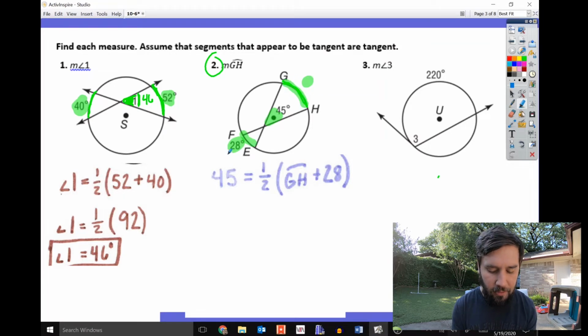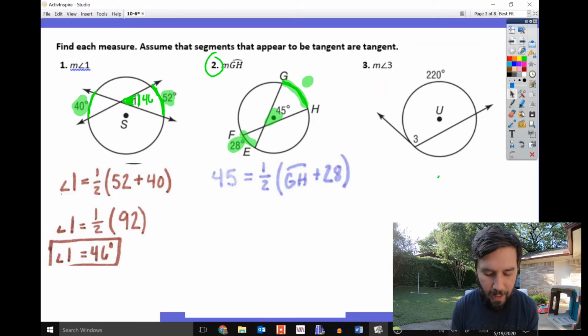So if I add these 2 arcs and divide by 2, I'll get 45 degrees. And so that's what I wrote down here, that 45 is equal to 1/2 the measure of my arc I'm looking for this time, plus 28. That's the same thing as over here, except instead of looking for the angle, we're looking for the arc. So we're going to apply a little bit of algebra to this to find the degree of that arc.